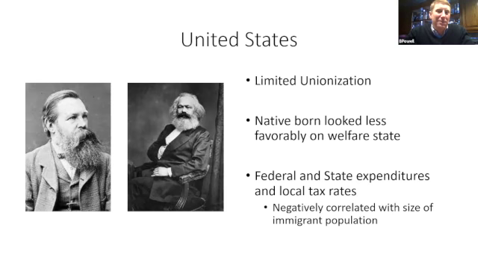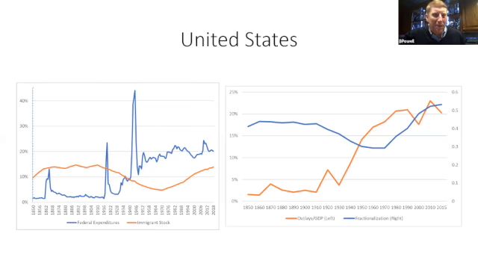And what we find is actually federal and state expenditures and local tax rates are negatively related to the amount of immigration occurring over this time. And in some sense, when you just think about growth of government in the United States, the left of these charts looks at federal expenditures, and the right looks at total immigrant stock as a percent of the population. And what you see is government growth is biggest when immigrant stock is lowest.